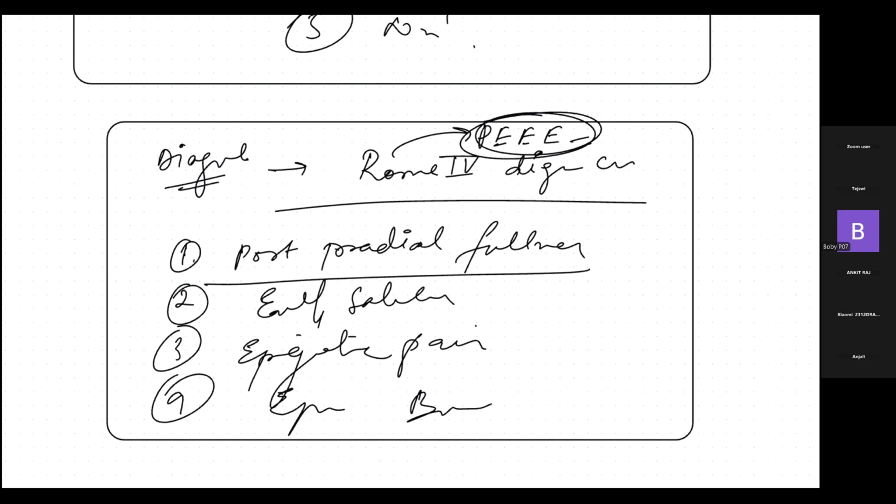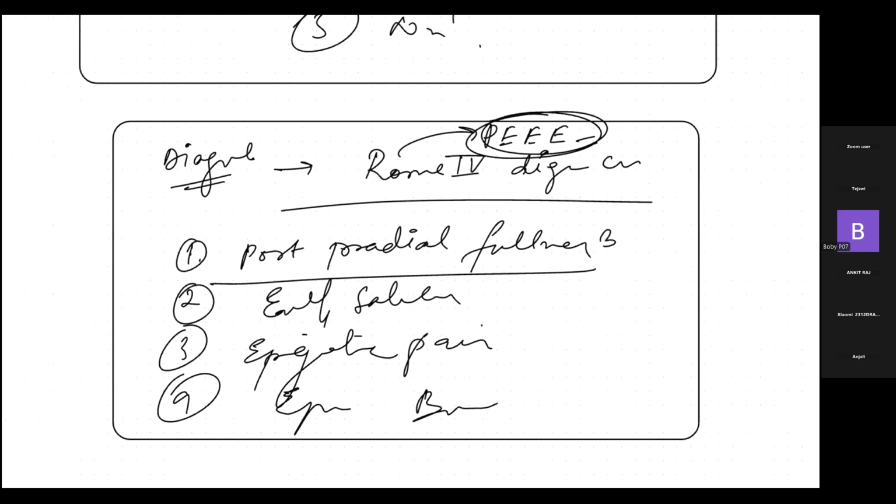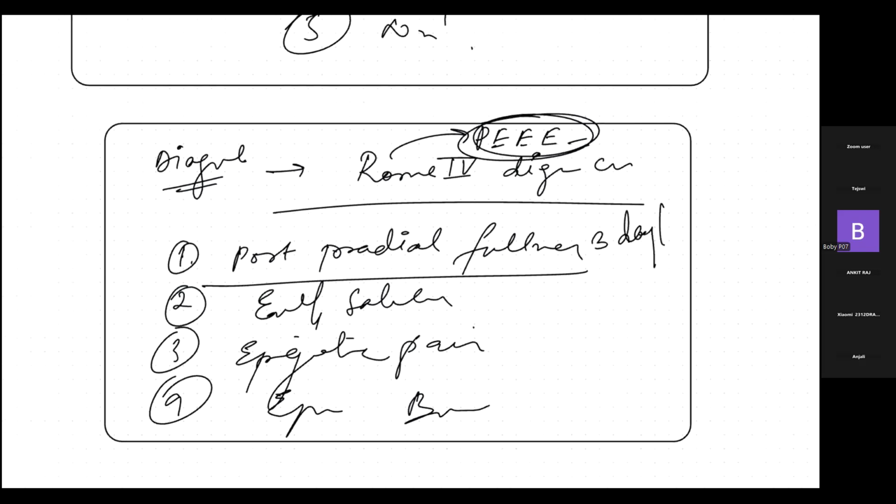Definitely there will be no evidence of structural disease, but if this postprandial distress syndrome is seen at least 3 days per week, or if this epigastric pain syndrome is seen 1 day per week, then we can think of non-ulcerative dyspepsia. I hope that ulcerative dyspepsia and non-ulcerative dyspepsia is clear to all of you.